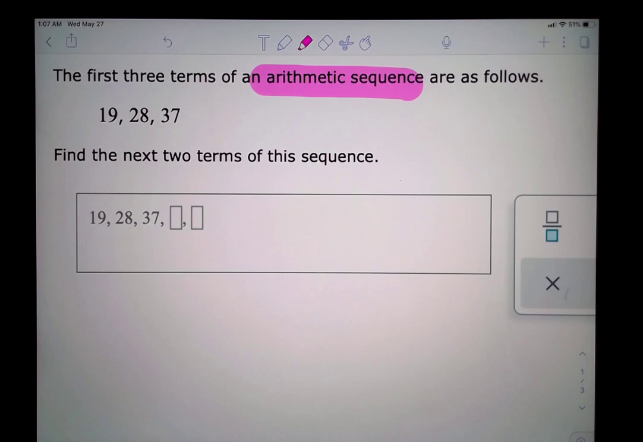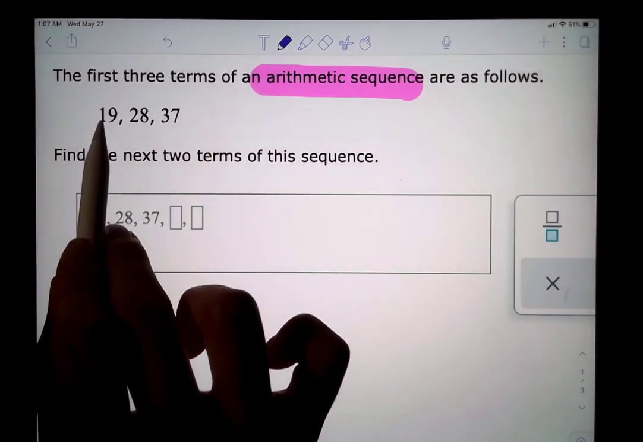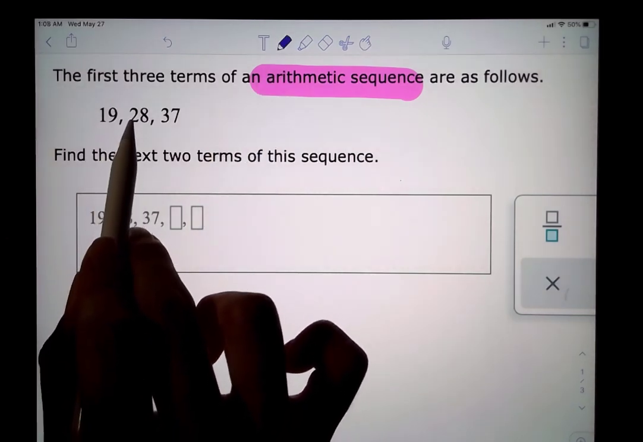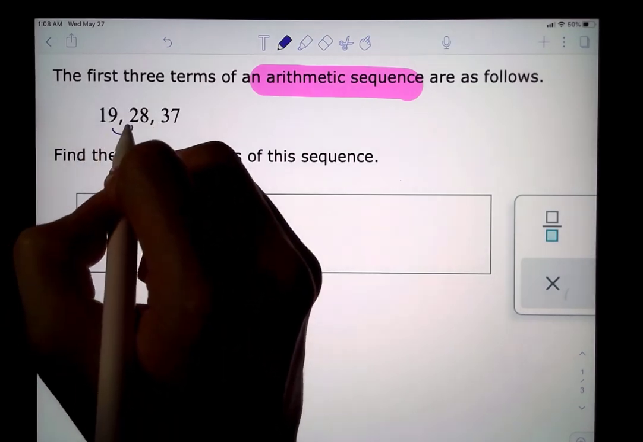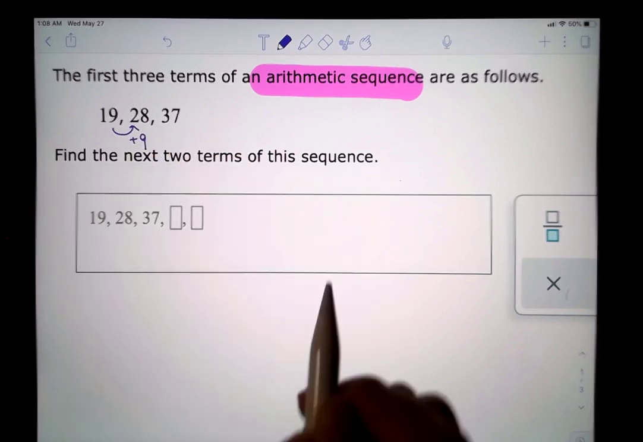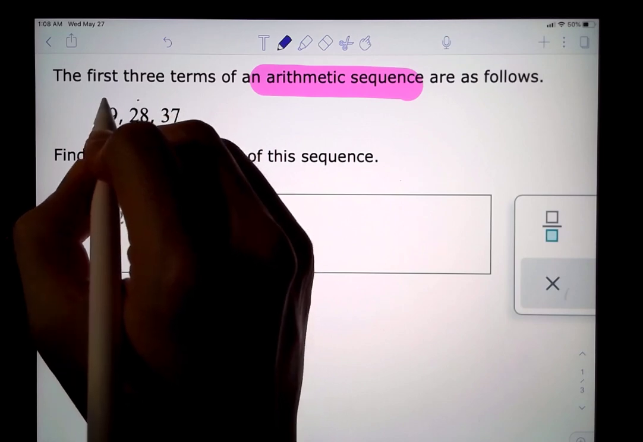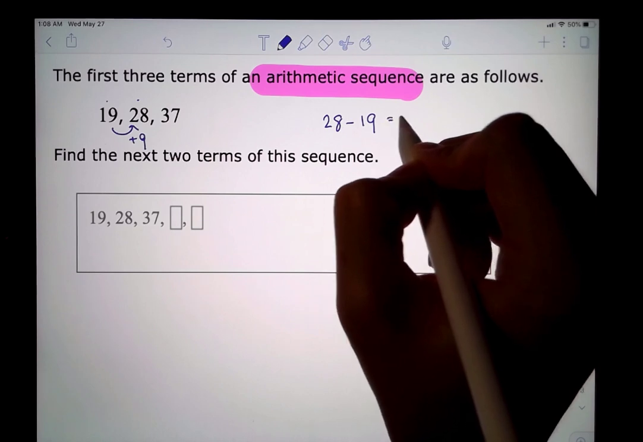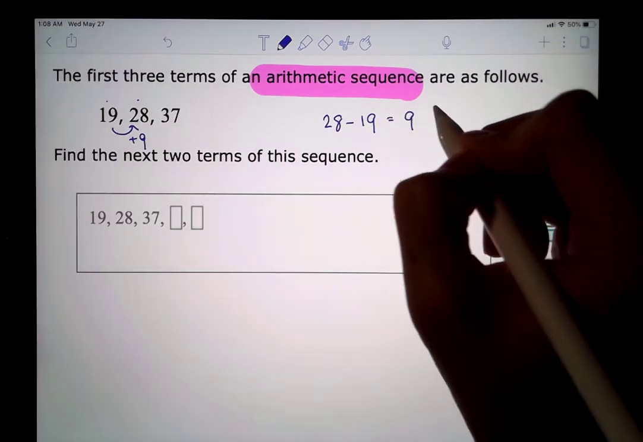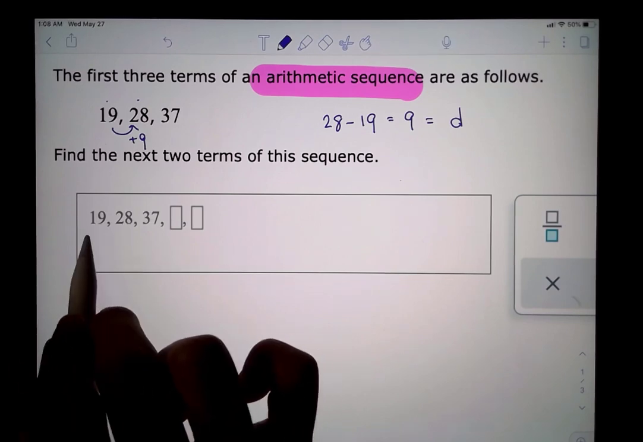It's an arithmetic sequence, so that means you keep adding or keep subtracting something, right? So look, 19 to 28, 28 to 37. What is that? You're adding 9. To get the common difference, you subtract second minus first. So 28 minus 19, then you get 9. So that's my D, the common difference. So that's the first 3 terms.